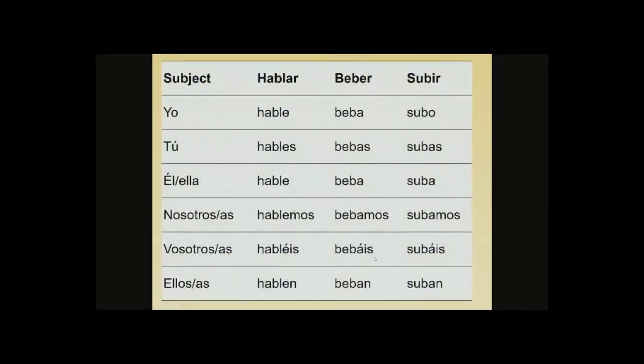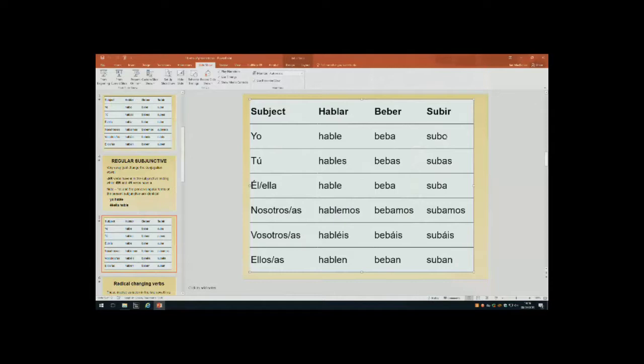So here's an illustrative table. Hable, hables, hable, hablemos, habléis, hablen, beba, bebas, beba, bebamos, bebáis, beban. And here, the ER and the IR conjugations are identical. Yes, sorry, there's a mistake there. Yes, very bad. Sorry about that. In fact, I'll correct that in front of your eyes, just to reinforce that point. Suba. Sorry, I was cutting and pasting rather too quickly.